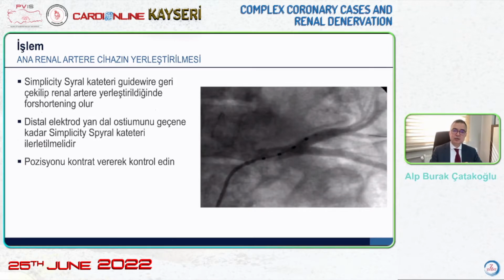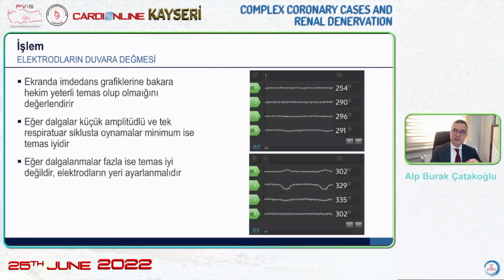With the guiding catheter, we use a 0.14 guide wire. We put the guide wire in, and through the guide wire we cross the spiral catheter. The stent marker should be placed there, because there could be foreshortening when you pull out the guide wire. With contrast, you can control it, and then we pull back the 0.14 guide wire, and of course we can see that all the electrodes touch the wall. Before RDN, we have to be sure of that.